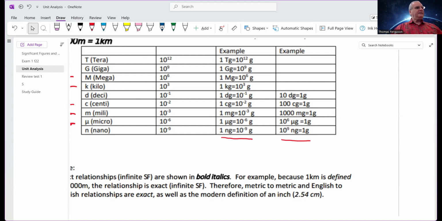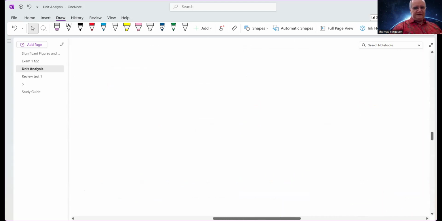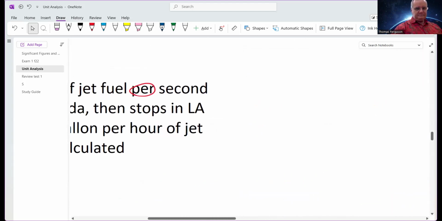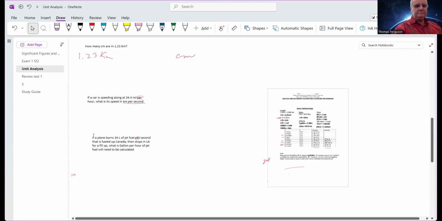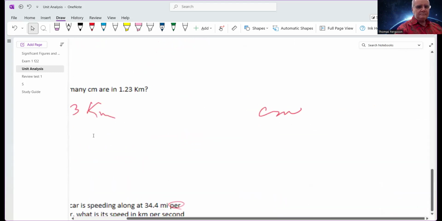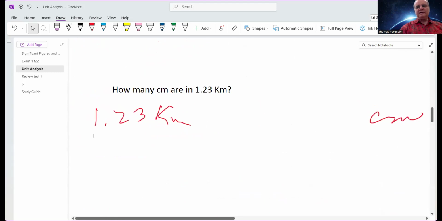So in our case, we have centimeters and kilometers. So we're starting with kilometers. So we're going to go from kilometers to the base unit, which is going to be meters. Then from meters to centimeters. So it's going to be 2 steps.